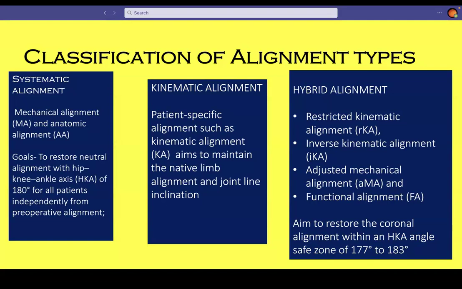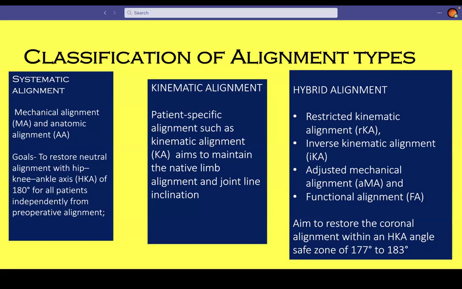Kinematic alignment is patient-specific. It aims to maintain the native limb alignment and joint line inclination. So only the articular surface is replaced. The unicondylar knee follows kinematic alignment.